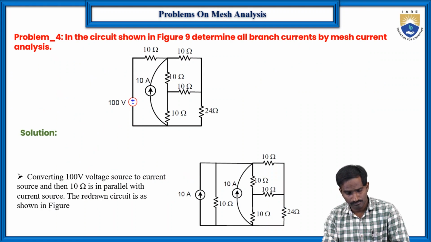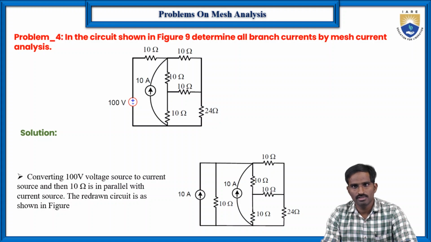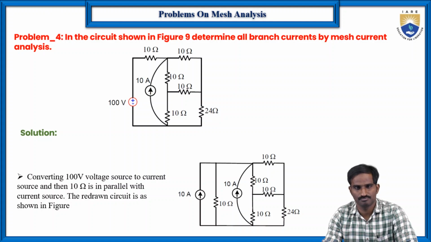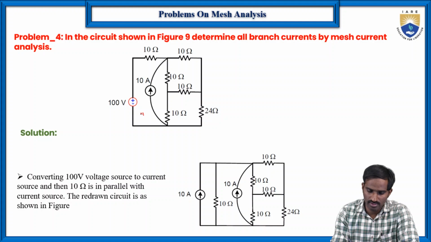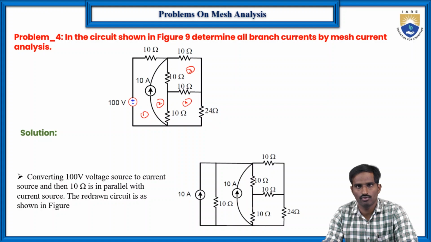Now there is another case. Here, as you can see, one voltage source is there and another one is a current source. In this case, how do we apply mesh analysis? Just for our basic understanding, here you have 1, 2, 3 and 4 loops. Four loops are there.